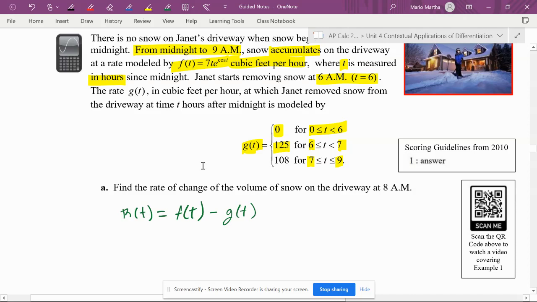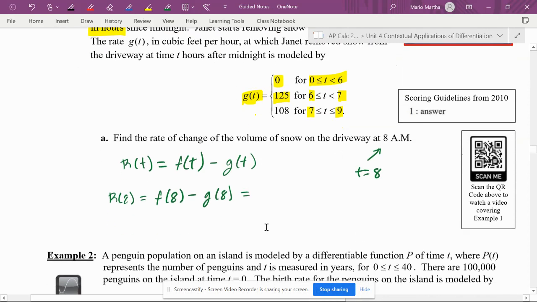After this, we want to find the rate of change of the volume of snow at 8 a.m. So that would be at t equals 8. Remember, midnight is 0, so that's why we're doing this. So R of 8 equals f of 8 minus g of 8. This just becomes a substitution problem. All you have to do is find f of 8. Again, please use the calculator.